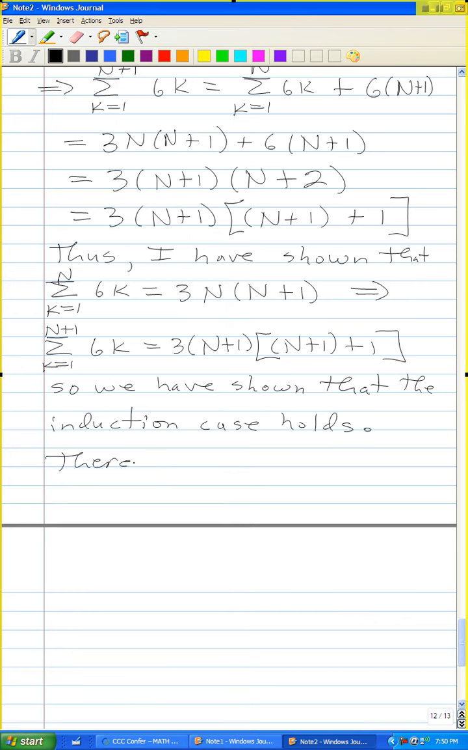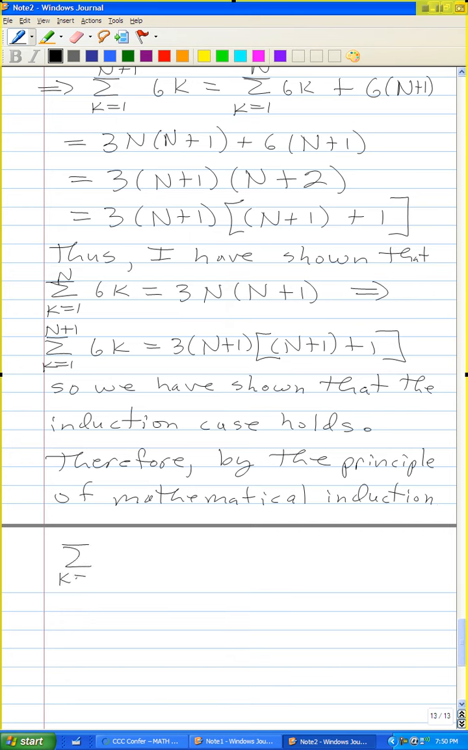Therefore, by the principle of mathematical induction, the sum k equaling 1 to n of 6k is equal to 3n times n plus 1. So we're done.